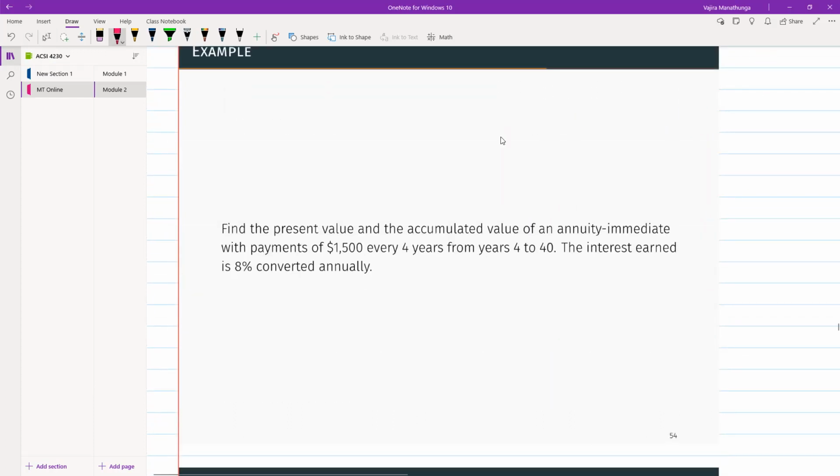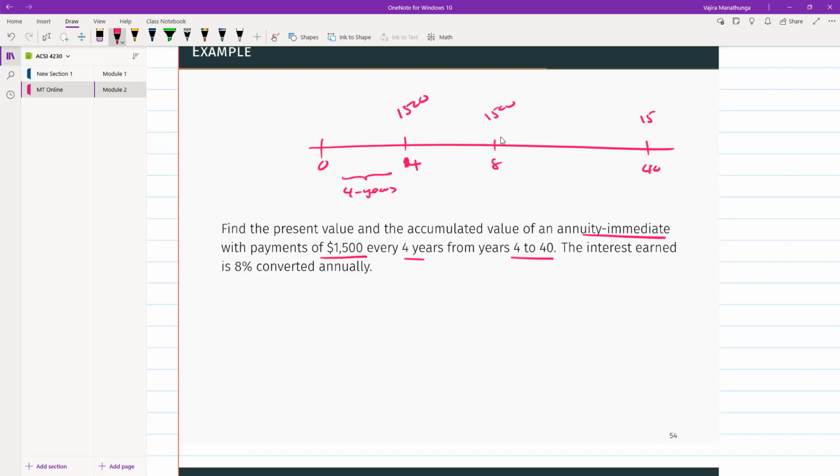Let's do this one. Find the present value and the accumulated value of an annuity immediate with payment 1,500 every 4 years from year 4 to 40. So you have 0, and the first payment is at 4 years. Let me write 4, 8, each 1,500.